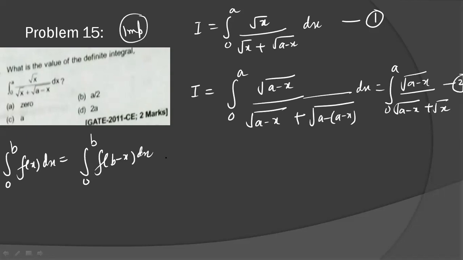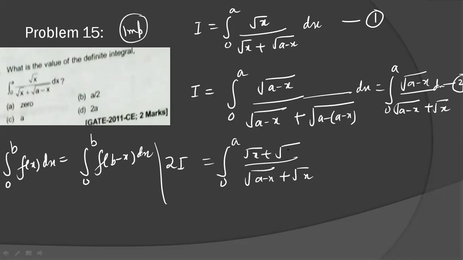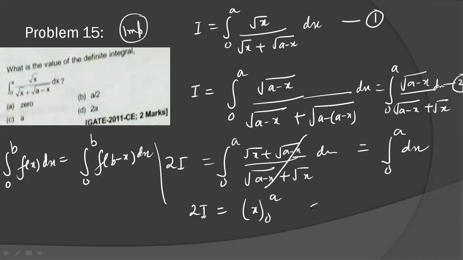So it will become the integral from 0 to a of root a minus x over root a minus x plus root x, equation number 2. Now if you add both the equations, the denominator is same, root a minus x plus root x. Numerator will be root x plus root a minus x dx. Numerator is cancelled out, so it will be the integral from 0 to a of dx. Now 2I will be x only from 0 to a, so 2I will be a, so integration will be a by 2. Many times you will get same type of problem, and the answer is a by 2, or the average of the limits.